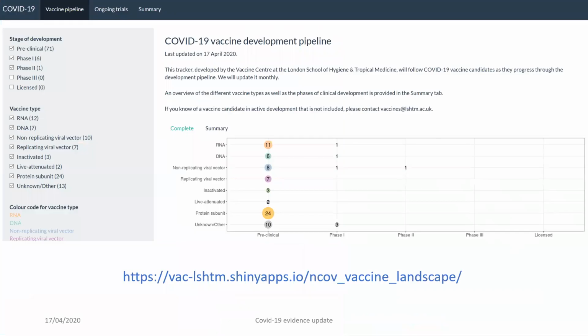So there's this nice platform launched by the London School of Hygiene and Tropical Medicine, which is going to follow potential vaccine candidates as they move through the development pipeline. So this is worth keeping an eye on. And just to show that there's a large number in preclinical phases, particularly protein subunits, looking at spike protein and others on the COVID cells. They now note that there's 6 in phase 1 trials as far as they know, and 1 in a phase 2 trial, which is the non-replicating viral vector. So it'll be interesting to see how these develop over time.